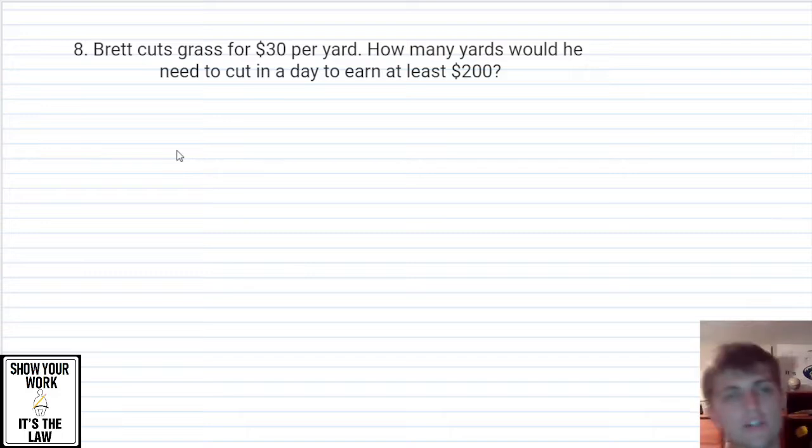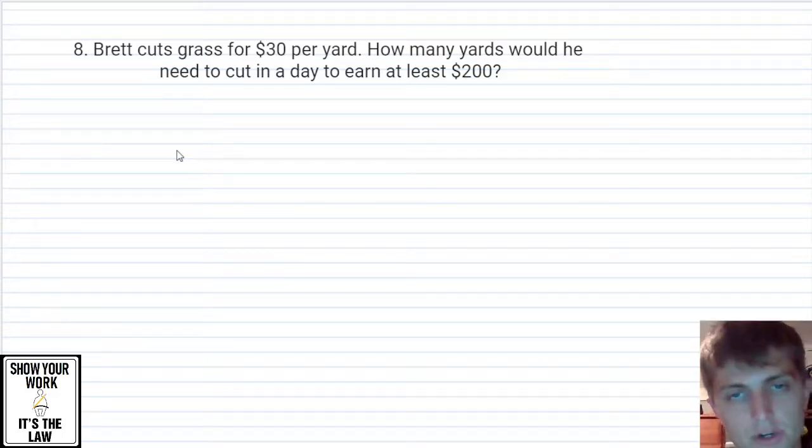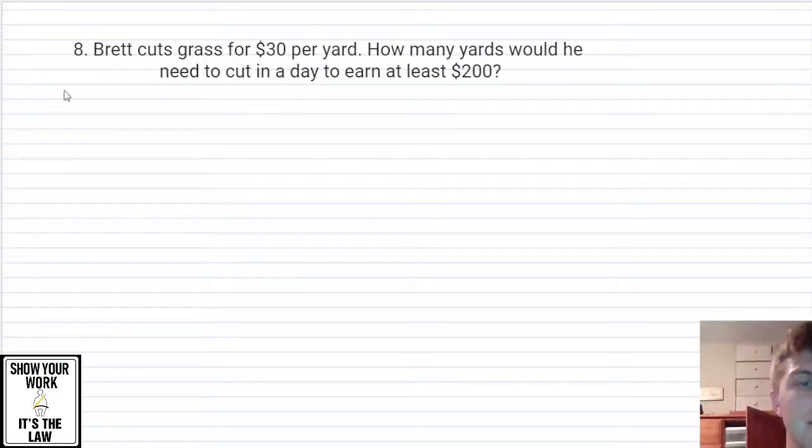Alright, question 8. Brett cuts grass for $30 per yard. How many yards would he need to cut in order to earn at least $200? Funny story, when I first read this problem, I thought when they said yard, they meant like a yardstick, like 3 feet. So, ha ha ha. Anyway, let's do what we did the last problem. Just do one thing at a time. Brett cuts grass for $30 per yard. That's just a fancy way of saying for every yard he cuts, he makes $30.